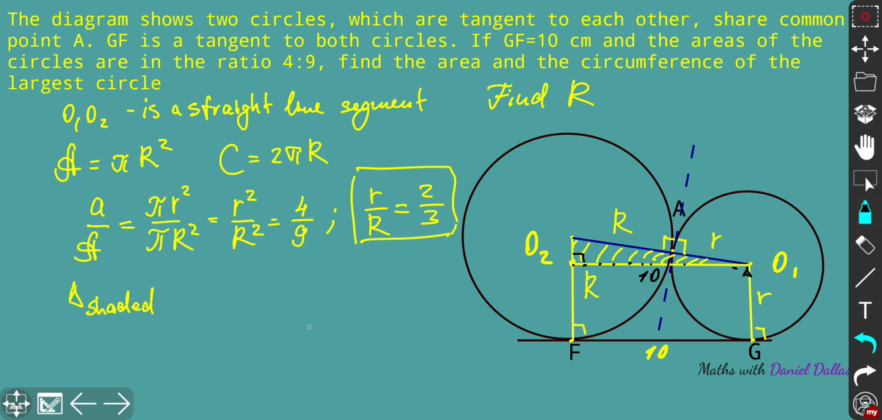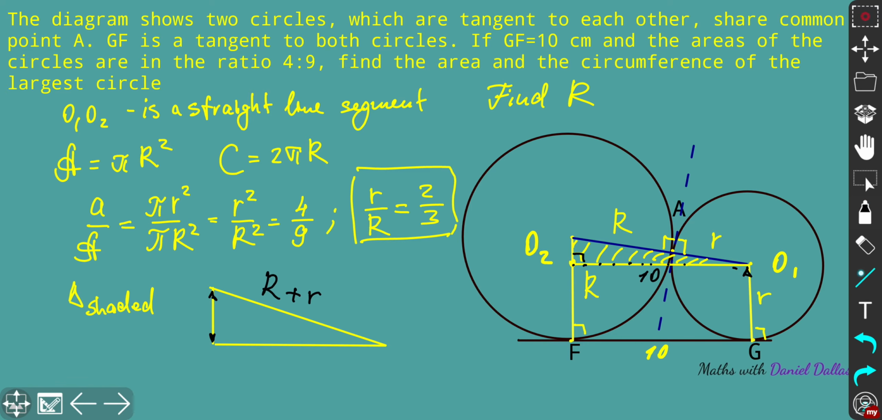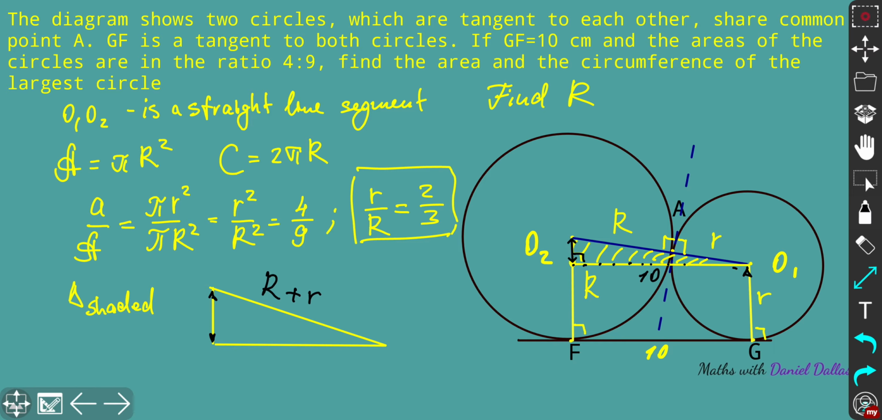So, in other words, we have a triangle with 10 centimeters at the bottom, a lateral side, another leg, and the hypotenuse. Obviously the hypotenuse is this blue one, and it's represented by the sum of the radii. So it's going to be the big radius plus the small radius. And this small part, which I just marked here.